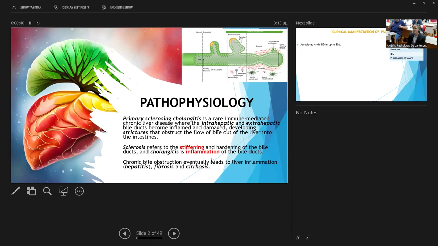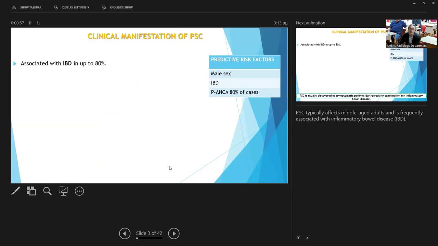Obviously, the chronic bile duct obstruction and inflammation lead to liver inflammation, leads to the fibrotic evolution of the parenchyma till reaching the so-called end liver damage, also known as cirrhosis. Well, this kind of disease is more typical of young patients, and in most of the cases is more typical for the male sex. And don't forget that it's associated with inflammatory bowel disease up to 80% of cases, especially with ulcerative colitis.